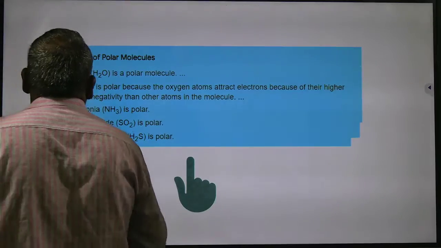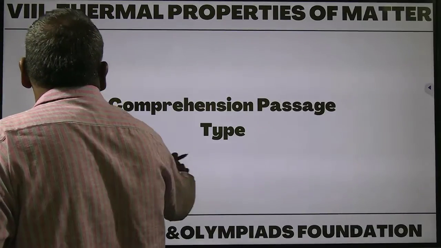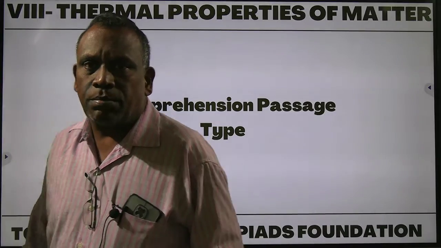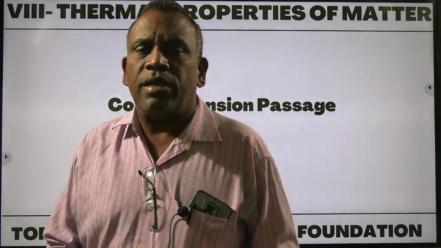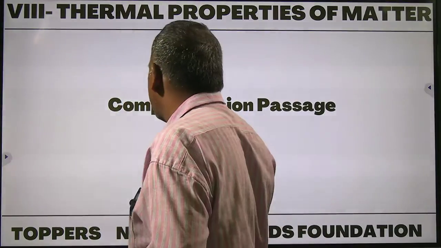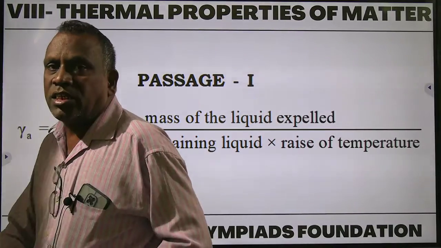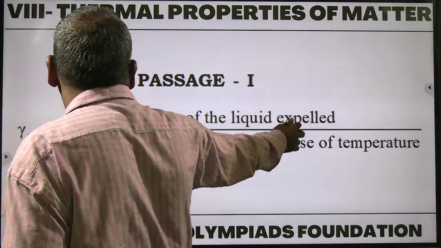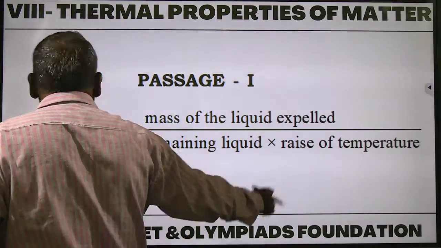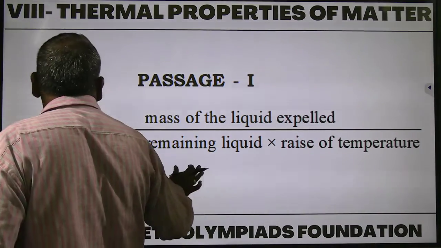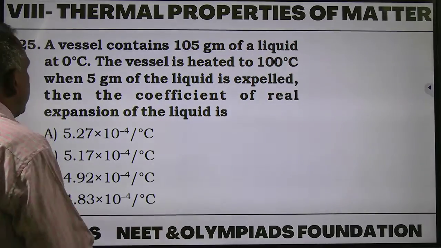See, next question. Comprehension passage type questions. There will be a paragraph given, and some questions, and you have to answer them. So the passage is here: the apparent expansion is equal to the mass of the liquid expelled by the mass of the remaining liquid into the rise in temperature. So this is the simple passage data that is given.